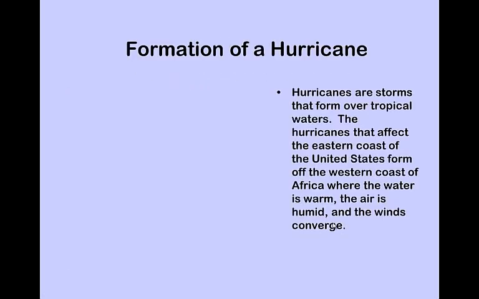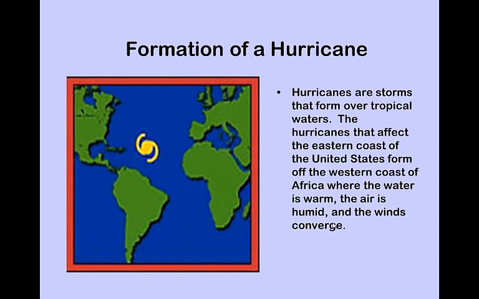So, hurricanes. Hurricanes are storms that form over tropical waters. The hurricanes that affect the eastern coast of the United States form off the western coast of Africa where the water is warm, the air is humid, and the winds converge. So, if you remember, the equator runs right through here. Okay, so most of our hurricanes form right here where the equator is in Africa. And due to the easterly winds that come through here, they are carried our direction. If you remember when we talked about winds, that's what zone this is.